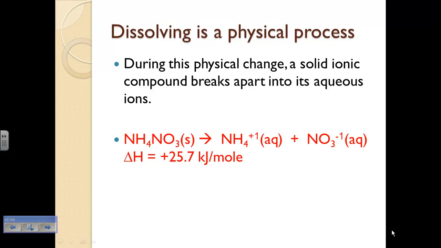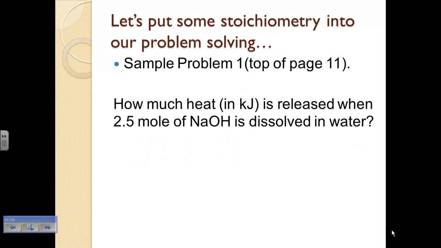It's called nitrate. The name ammonium nitrate tells you what ions to break apart into. 1 unit of ammonium ion with a +1 and 1 unit of nitrate ion with a -1. Solids turn into aqueous ions, absorbing 25.7 kJs per mole. So you can see, writing out our thermochemical heats of solution, very simple process. Take your solids, dissociate them into aqueous ions.